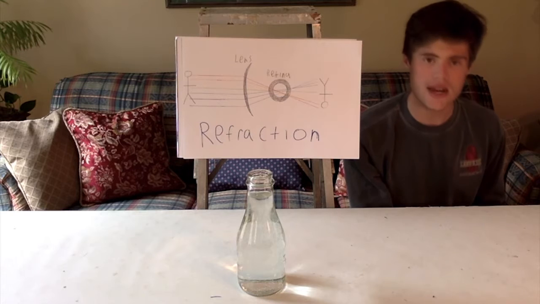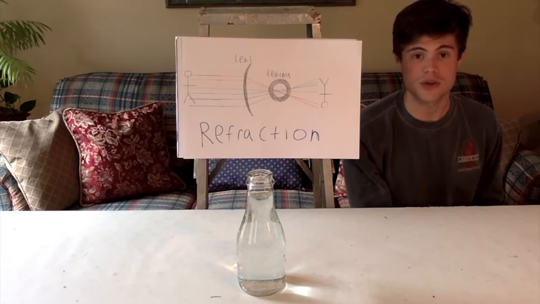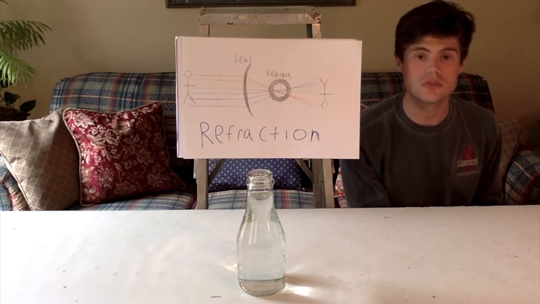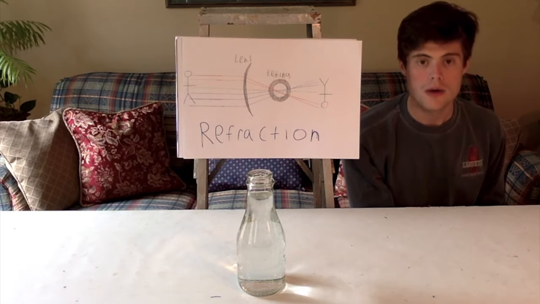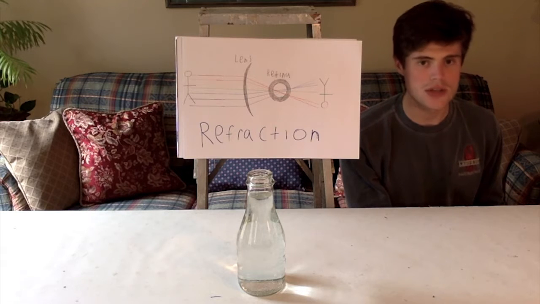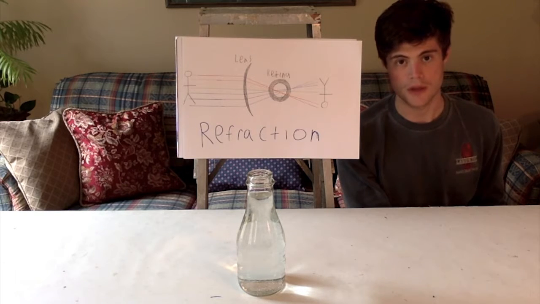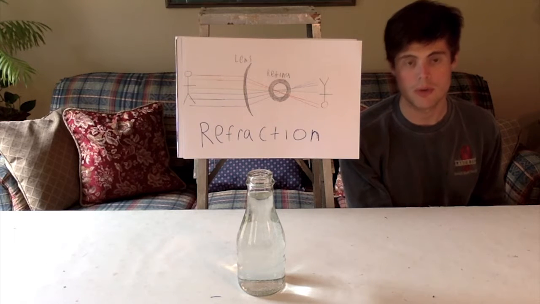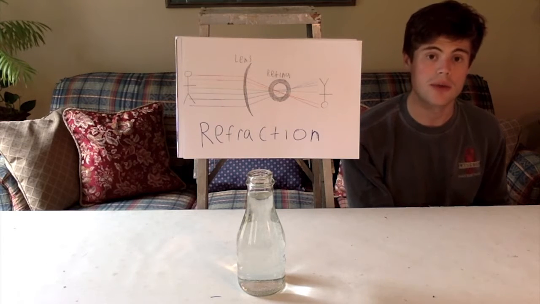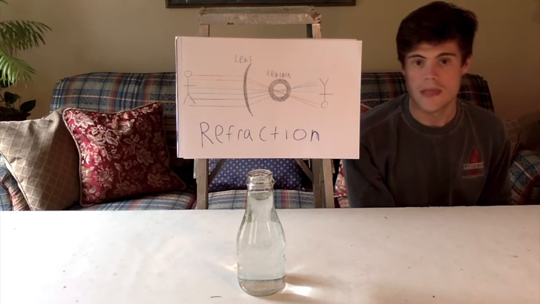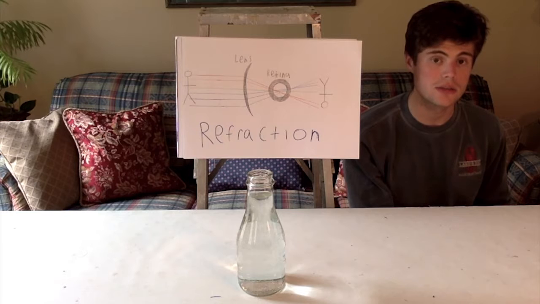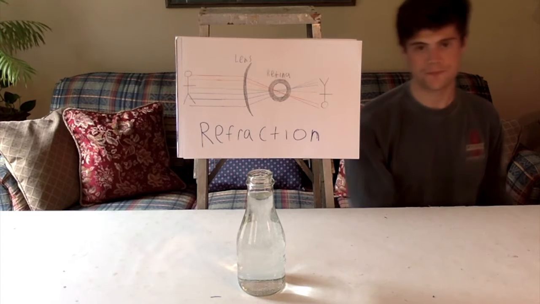Now, refraction is another special property of light, and it has to do with when light moves through something, but it changes as it moves through something. So we're able to change light by reflecting it, which we're familiar with, but we're also able to change light by refracting it. Now, the most common substance that we can refract light through is water.